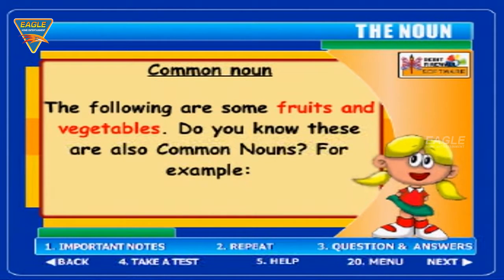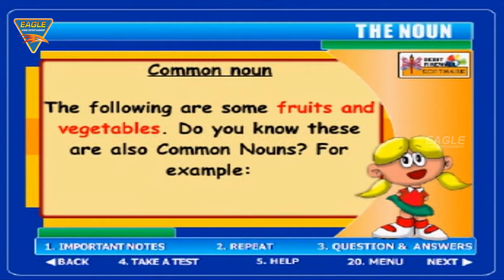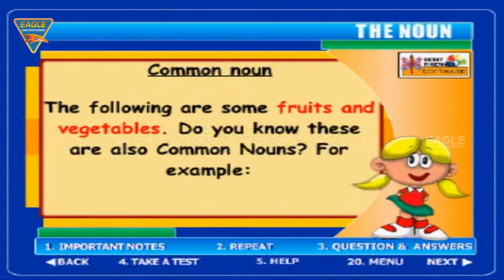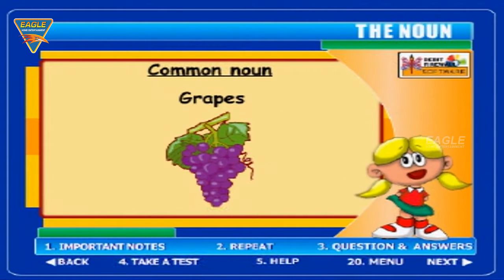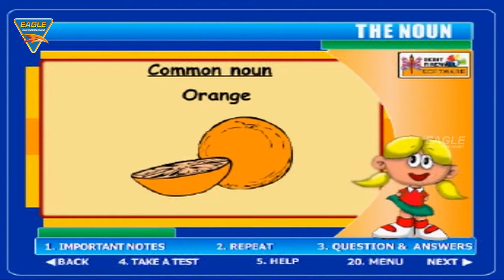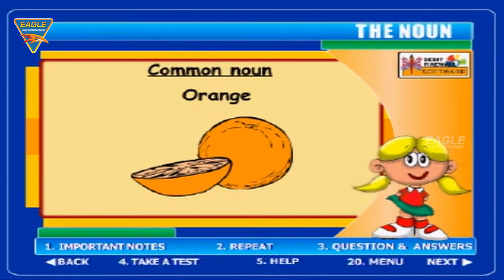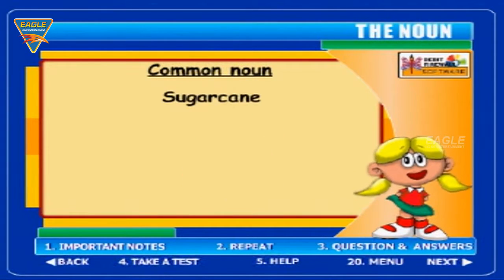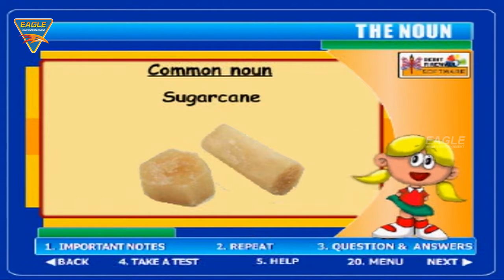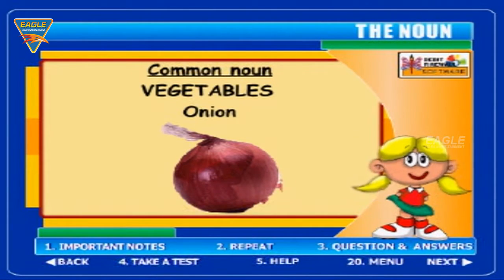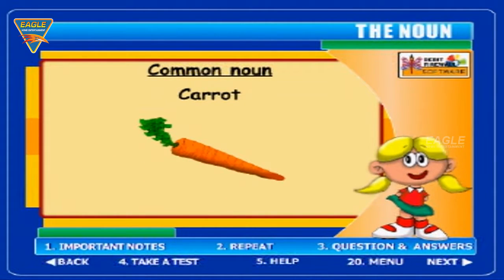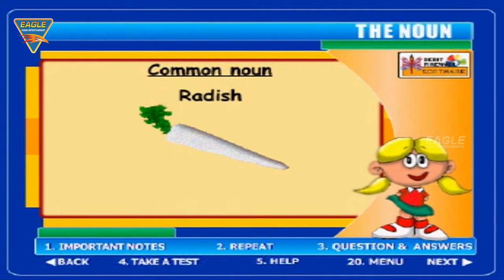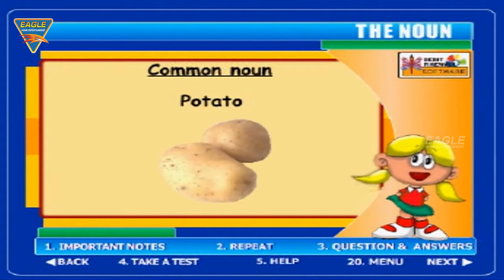The following are some fruits and vegetables. Do you know these are also common nouns? For example, fruits: banana, grapes, orange, cherry, and sugarcane. Vegetables: onion, cabbage, carrot, radish, potato.